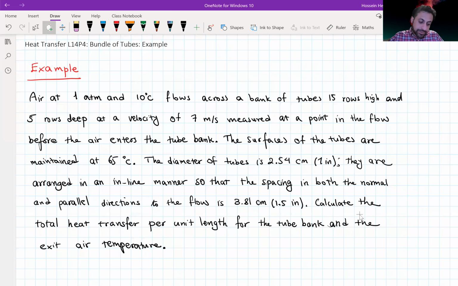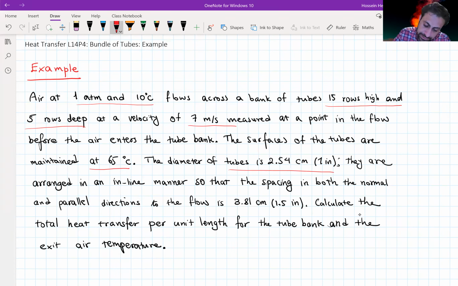Let's look at one problem for the bundle of tubes that have been arranged in a form of heat exchanger. We have air at 1 atmosphere and 10 degrees centigrade flows across a bank of tubes, 15 rows high and 5 rows deep, at a velocity of 7 meter per second, measured at the point before entering the tube bank. The surface of tubes are maintained at 65 degrees C.